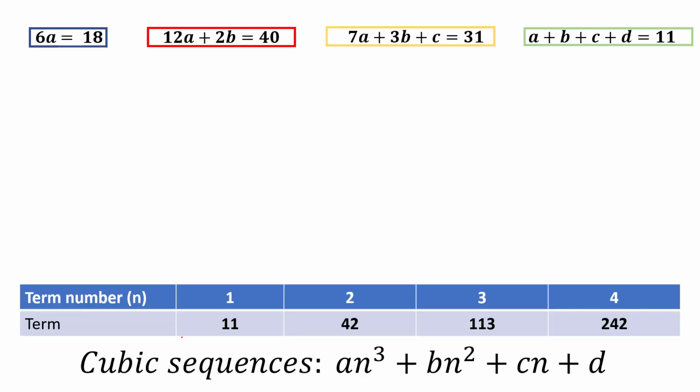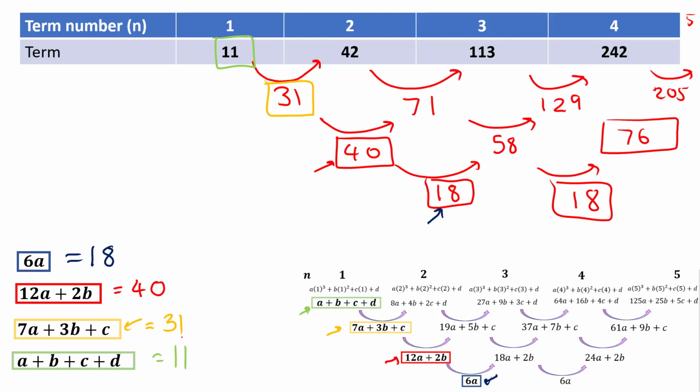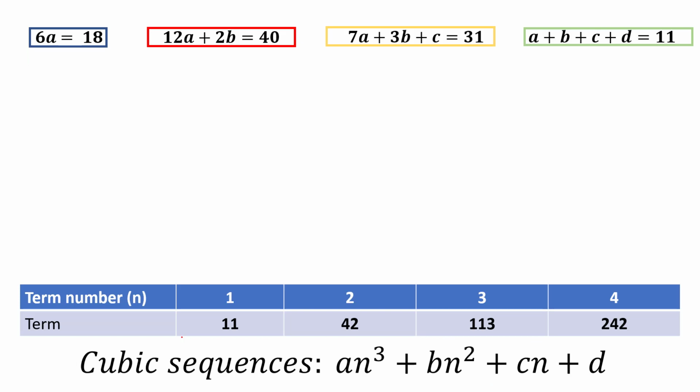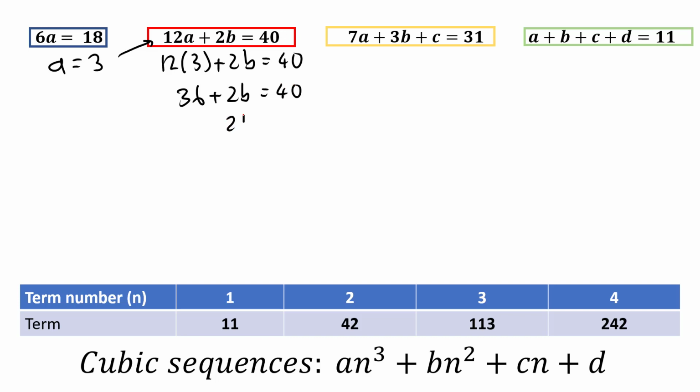So now I have 4 equations from my cubic sequence, and I can actually use simultaneous equations to solve this. So we have these 4 equations. 6a is 18, 12a plus 2b is 40, 7a plus 3b plus c is 31, and a plus b plus c plus d is 11. So let's solve these. Here we can just divide by 6, we get that a equals 3. Great, we can then substitute that into there, we get 12 lots of 3 plus 2b equals 40. So that means that 36 plus 2b equals 40, 2b equals 4, b equals 2.